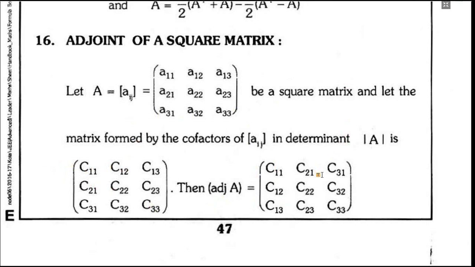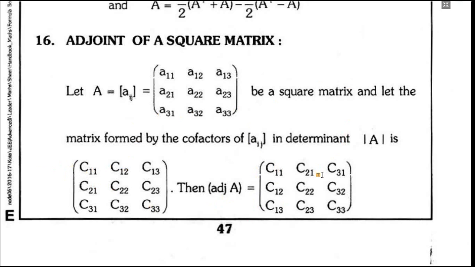Now what is a cofactor? Cofactor is plus-minus Mij, Cij equals plus-minus Mij. The matrix formed by the cofactors is called the cofactor matrix. Now what is the adjoint of A? The adjoint of A is nothing but the transpose of the cofactor matrix. Transpose of the cofactor matrix is called the adjoint of A.